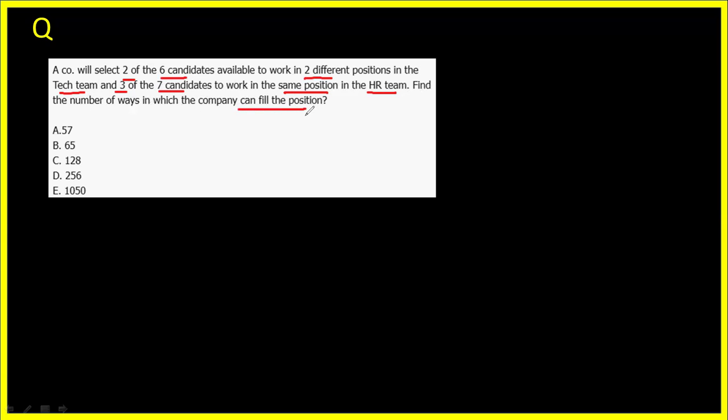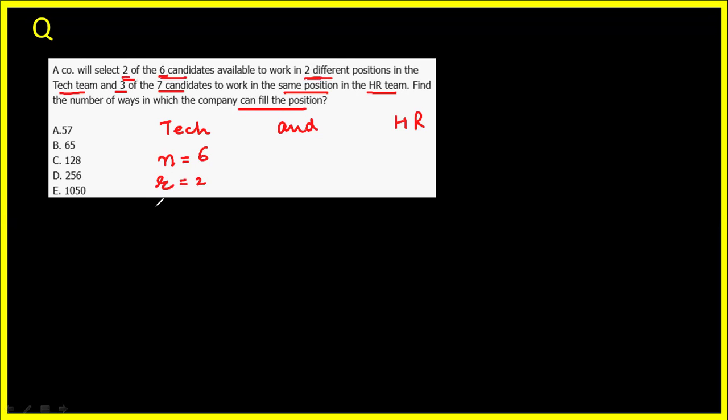If we understand the question carefully, there are two teams, right? One is the tech team and the other is the HR team. For the tech team, there are six candidates and we require two of them. So the total number of candidates in the tech team is six, and two are required for two positions.